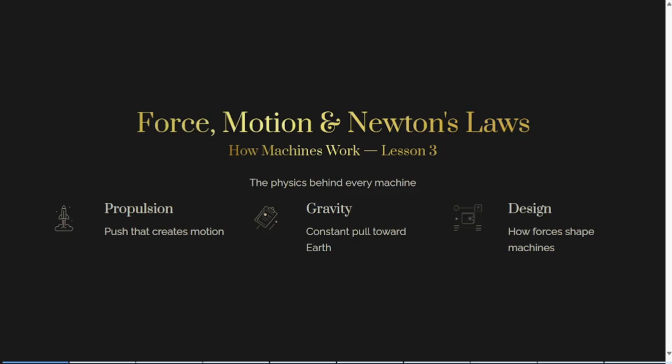In our previous lessons, we learned what mechanical engineering is and explored the simple machines that form the foundation of modern technology. Today, we're going to answer a very important question. Why do machines move? To understand that, we need to learn about force, motion, and Newton's laws. These ideas form the foundation of physics and help engineers design everything from bicycles and cars to rockets and industrial machines.